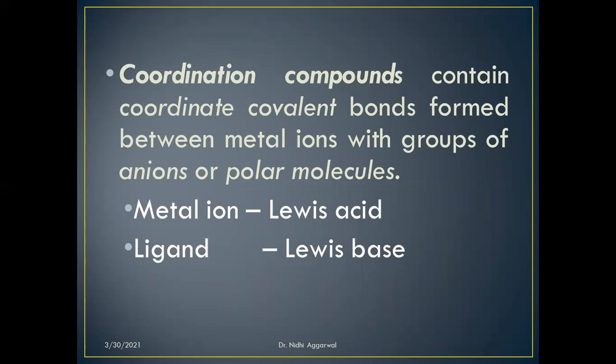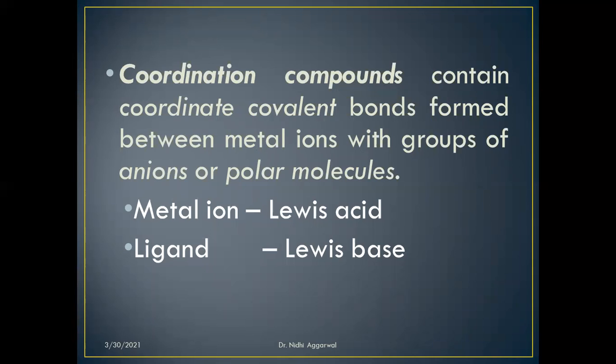It means only one atom is donating both its electrons, but they are shared between both the metal as well as the ligand. And once this coordinate bond is formed, we can't distinguish whether it is a coordinate bond or a covalent bond. Now, in these coordinate bonds, there are two types of atoms.